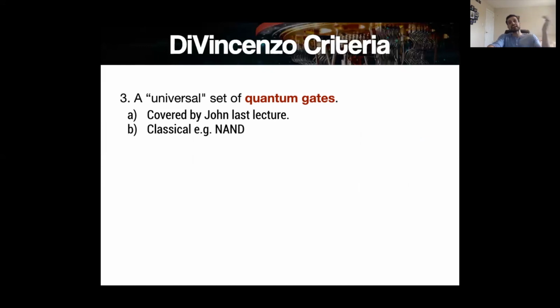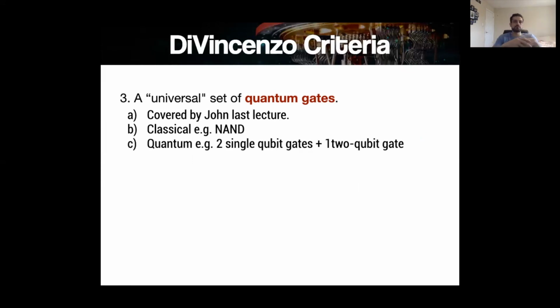But the classical example is the NAND gate, and you can use the NAND gate to create any classical algorithm you want. It's a universal gate. And in quantum systems, there are many different gate sets that create a universal set of gates. But in general, you need at least 2 single qubit gates and 1 2-qubit gate.